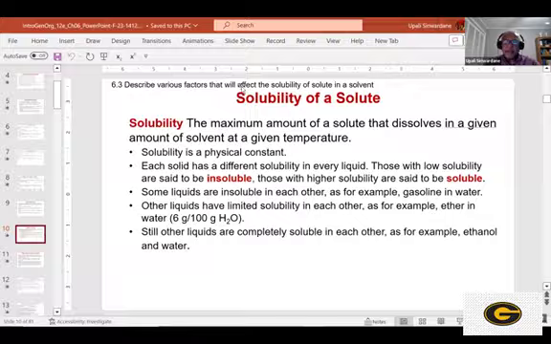If something doesn't make homogeneous solution or true solution, it is called insoluble. Two liquids which are not making true solution are called immiscible. So some liquids are insoluble in each other. For example, gasoline and water. So you have to know how solubility is affected.